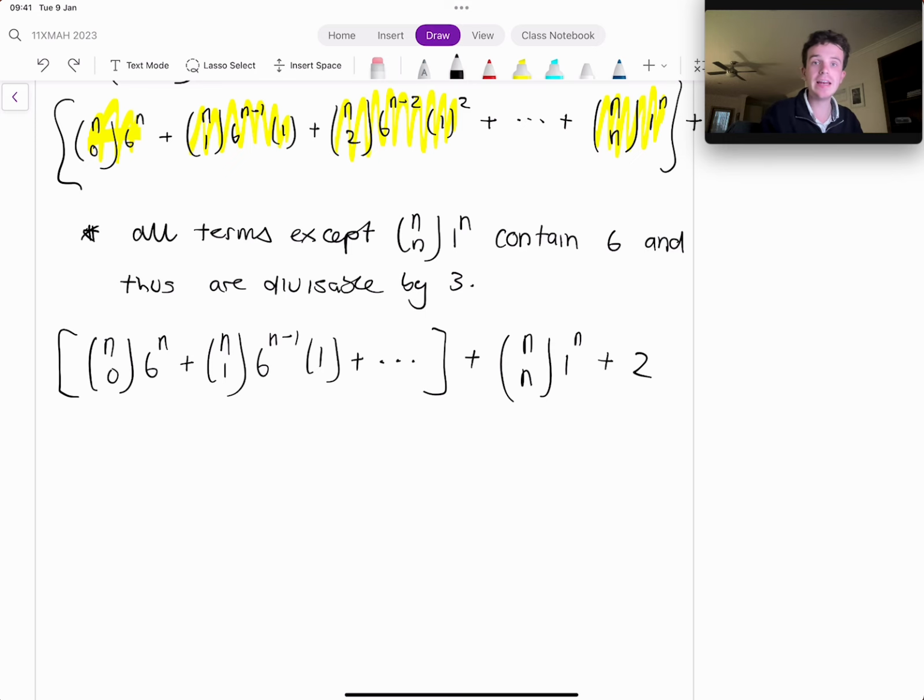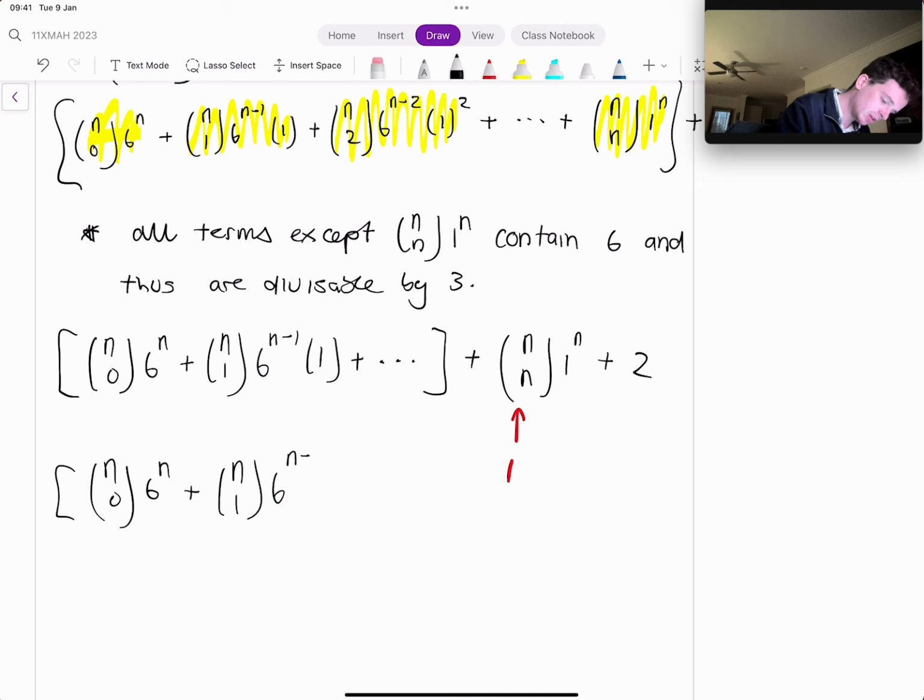Something to note, n choose n is 1. So we can rewrite this as n choose 0, 6 to the n, plus n choose 1, 6 to the n minus 1 times 1, plus dot dot dot, close bracket, plus, well, if n choose n, 1 to the n is 1, then 1 plus 2 is equal to 3.